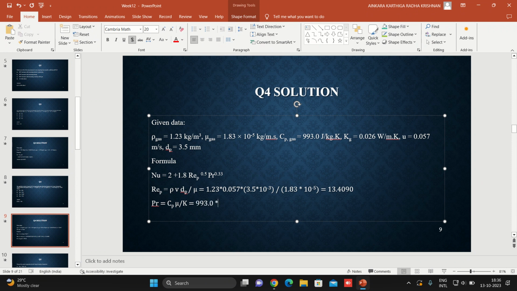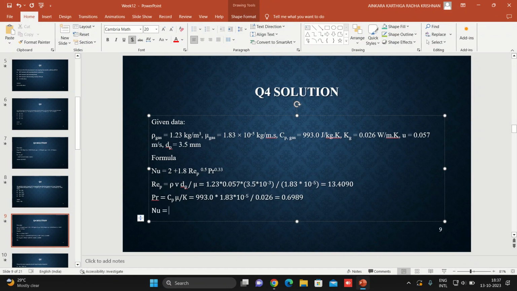And we need to find the Cp mu by K, that is Prandtl number. 993.0 into 1.83 into 10 power minus 5, mu by K, 0.026, which is equal to 993 into 1.83 divided by 0.026. It is 0.6989.